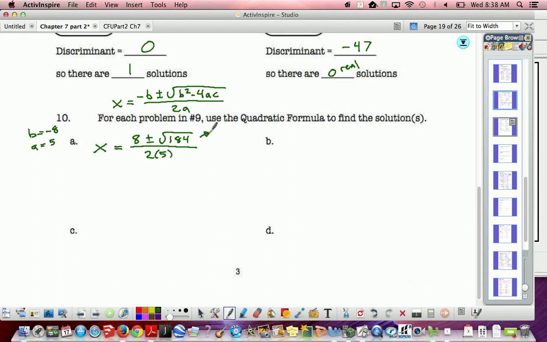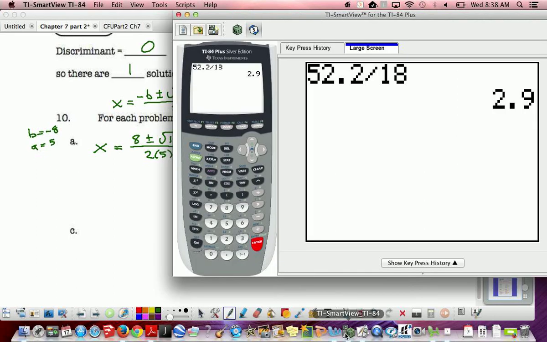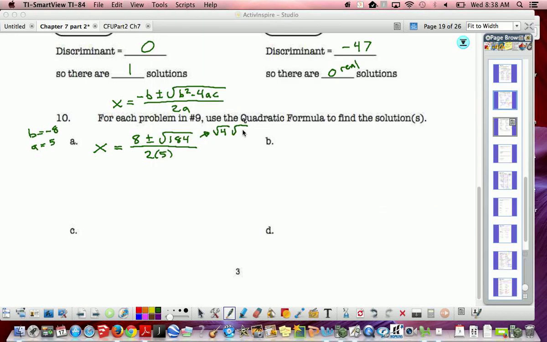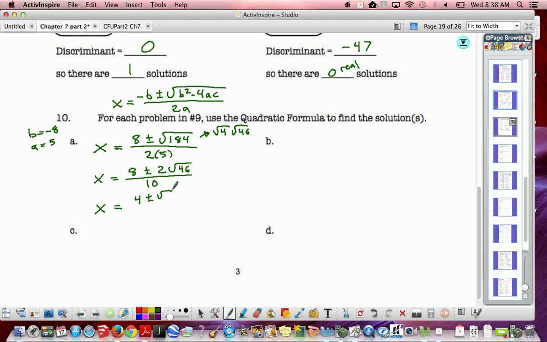Now 184, does 184 have a perfect square in it? It does. 4 goes in there. I just need to figure out how many times 4 goes in there. So on my calculator, 184 divided by 4 ends up being 46. 46, I shouldn't say prime because 2 goes in there 23 times, but neither of those are perfect squares. So now I could rewrite this as 8 plus or minus 2 square roots of 46 over 10. Now they all have a factor of 2 in common, so I have 4 plus or minus the square root of 23 over 5.